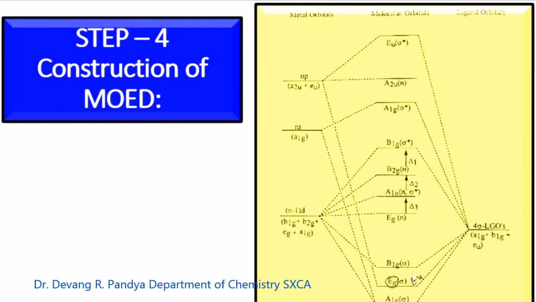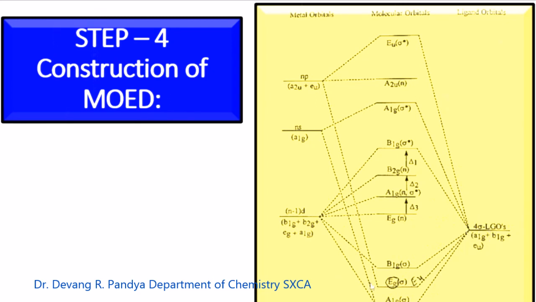A1G is among the BMO having the lowest energy, highest stability. Then EU, PX and PY, having higher energy compared to A1G, and B1G is a little higher than this. In B1G we have two kinds of interaction, dx square minus y square, and a partial interaction with dz square as well, that represent BMO. Since the BMO remain closer to these 4 sigma LGO, they will represent ligand characteristic.